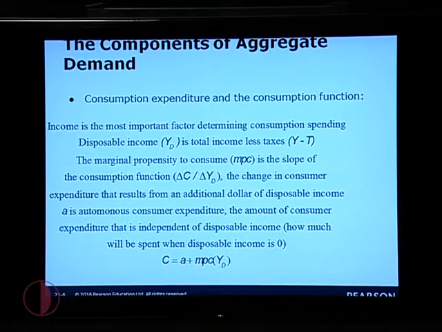The components of aggregate demand. We have the consumption expenditure and the consumption function, where we already know that income is the most important determining factor of consumption, where disposable income is Y minus T, while MPC is the slope of the consumption function, change in C over change in YD, where A refers to the autonomous spending, where even at zero level of disposable income, some form of spending has to take place.